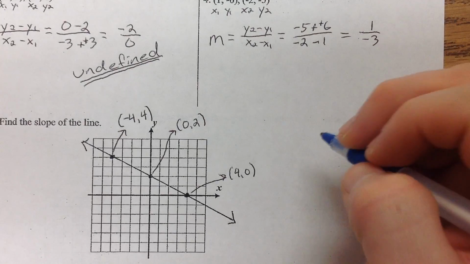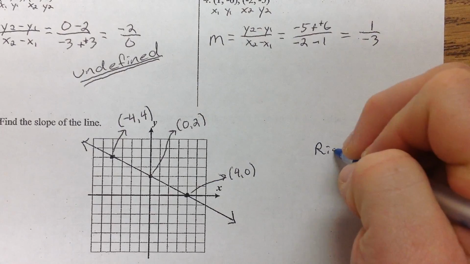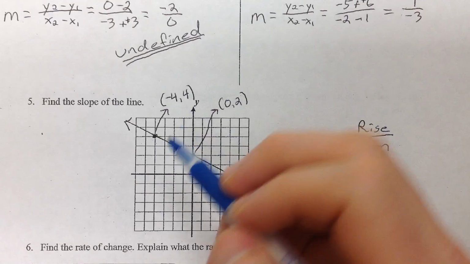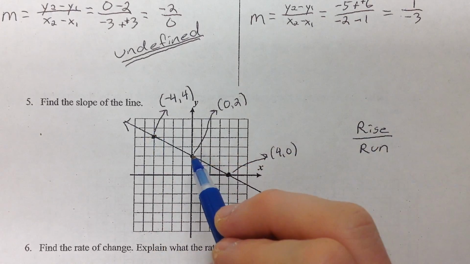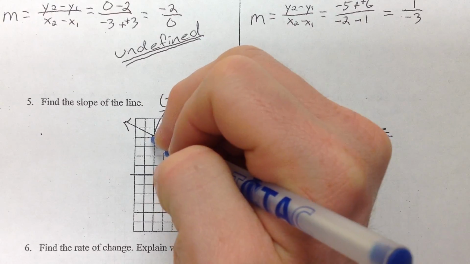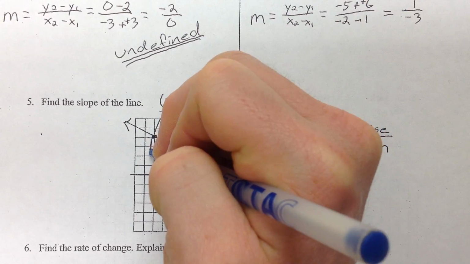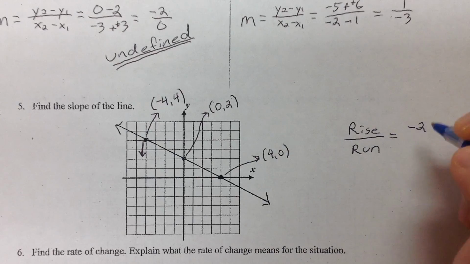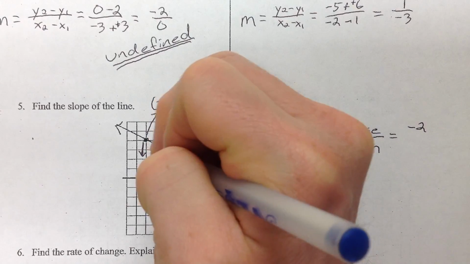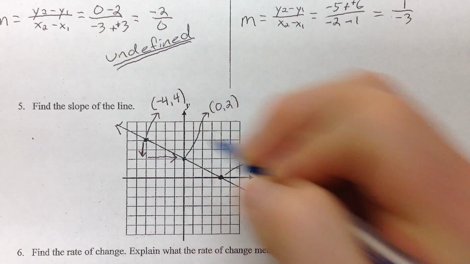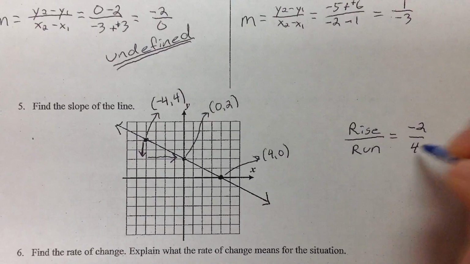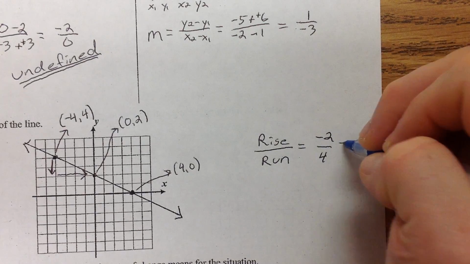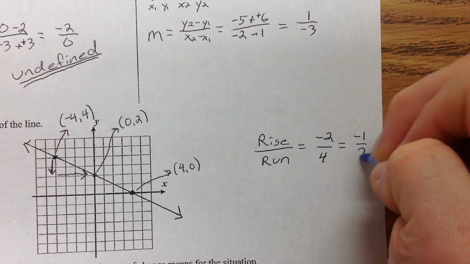The other way to do it is to remember that slope is rise over run. So if I look at this graph and I go from this point to this point, I can see that my rise is actually going down 2, so that would be a negative 2, and my run is going over 4, so that would be a negative 2 over 4, which reduces to negative 1/2.